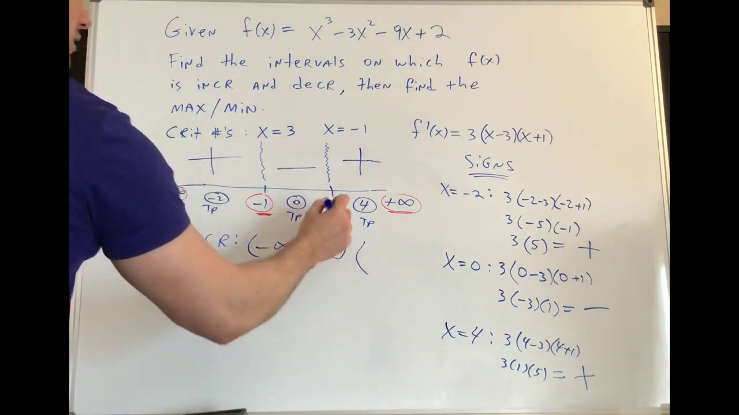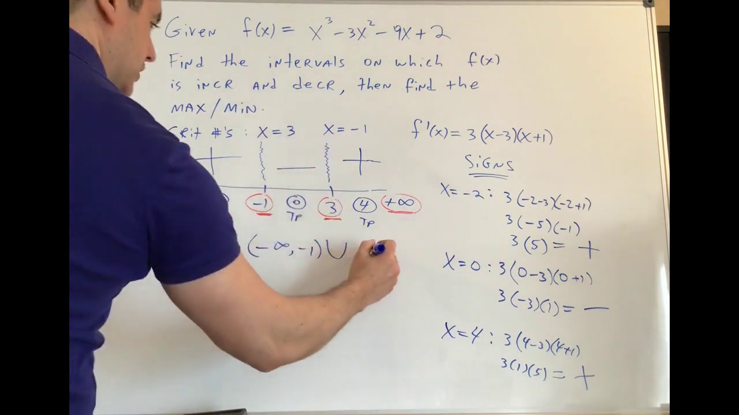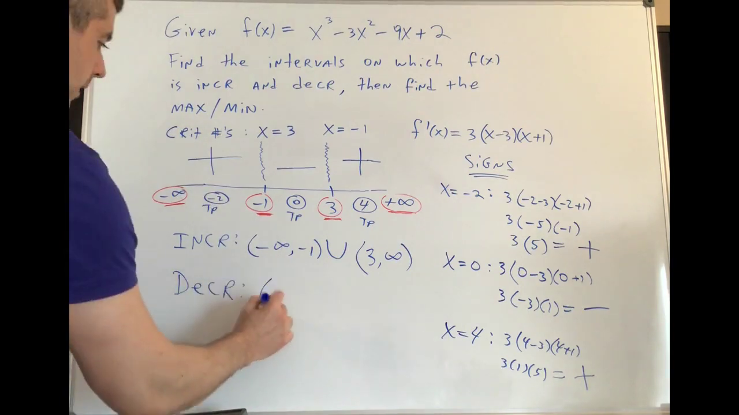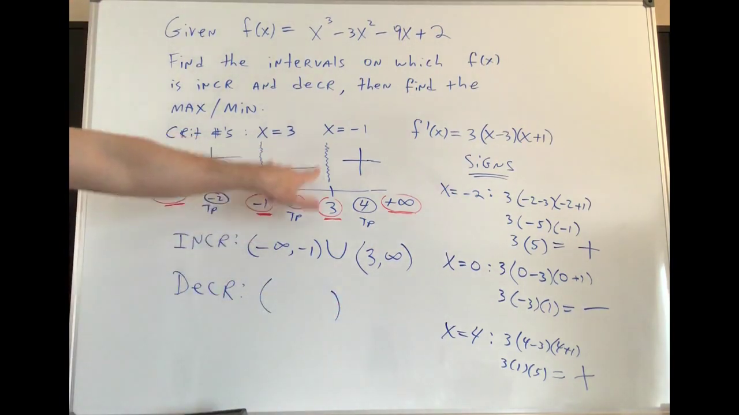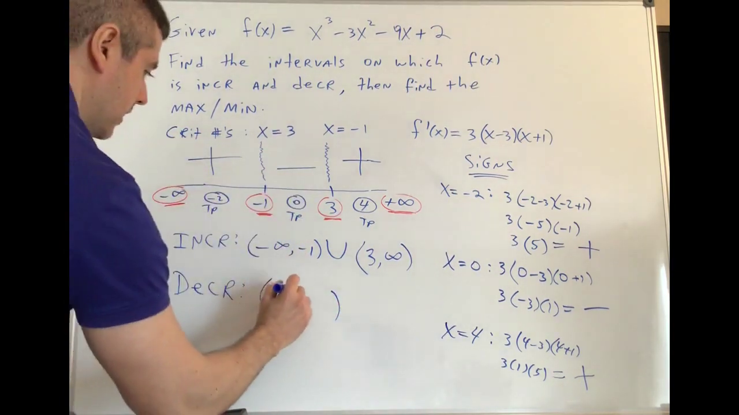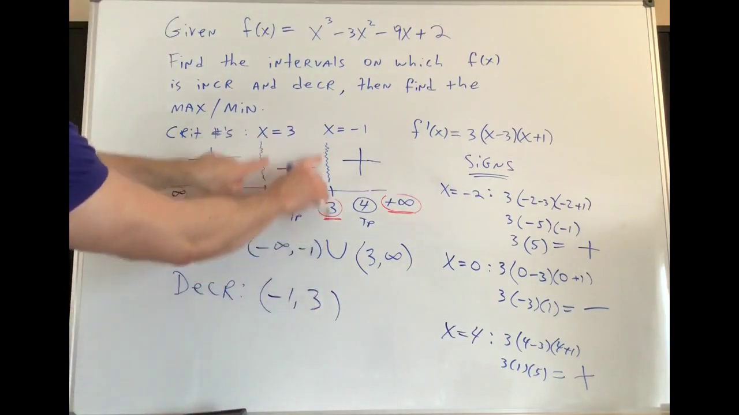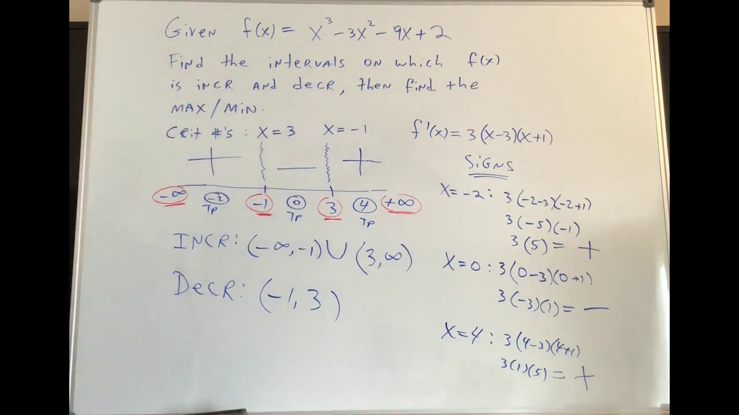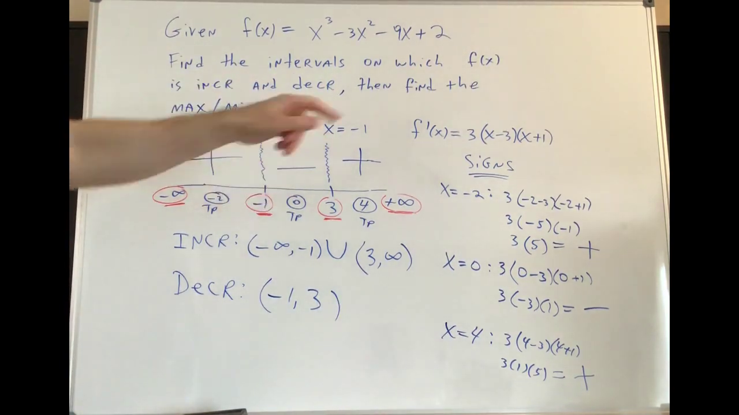It's going to increase when you hit 3, just as soon as you get past 3, and then forever. So now, where is it going down? Well, it's going down wherever it's not going up. It's decreasing between -1 and 3. That's where I have the negative. Okay? So graph goes up, down, up.